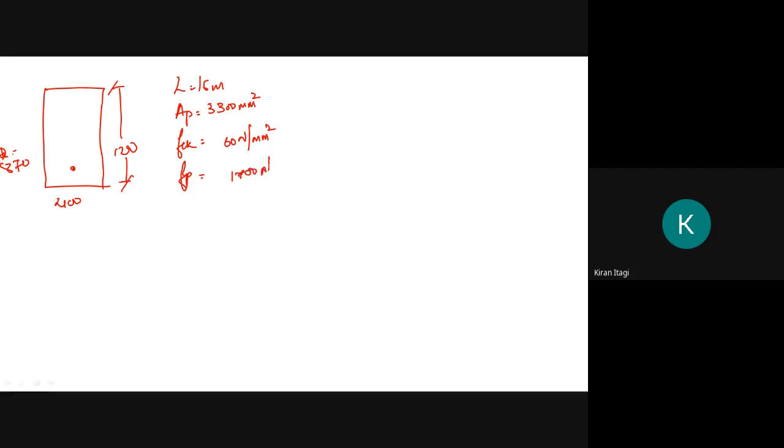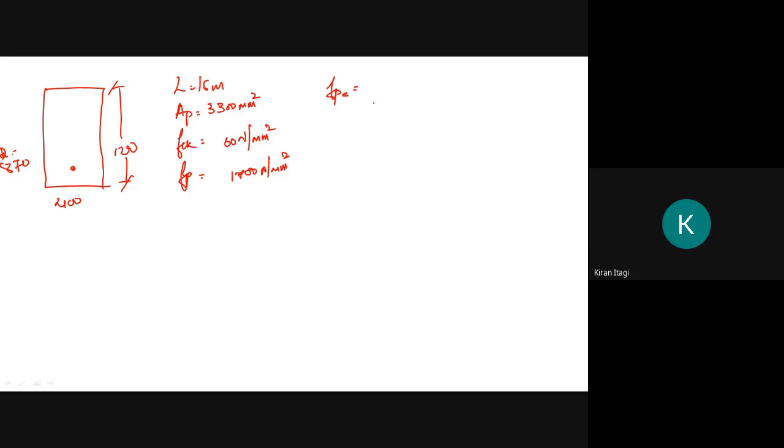Take a rectangular section. Width is 400 and effective depth is 870. Overall depth is 1200. Length is 16 meters. AP is 3300 mm². FCK is 60. FP is 1700 Newton per mm².